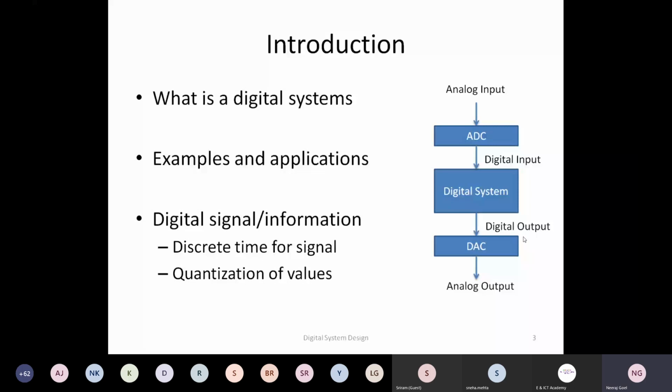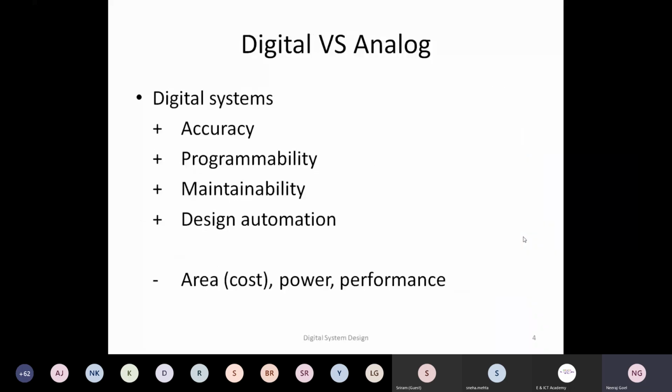Where the input actually is analog, but it is converted to digital, and finally we have to focus on the digital system. Then the next question which comes to our mind is, if the actual input is analog and the actual output is analog, why are we creating a digital system? So the answer to that question is, digital systems offer many advantages. It is accurate.